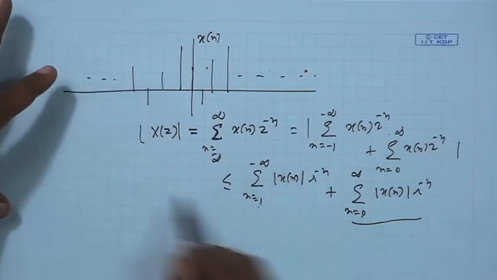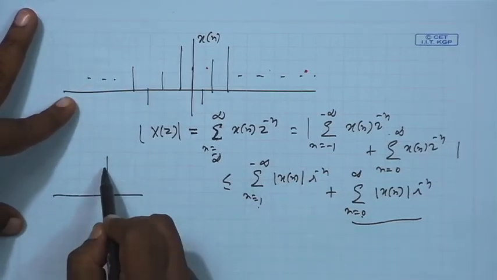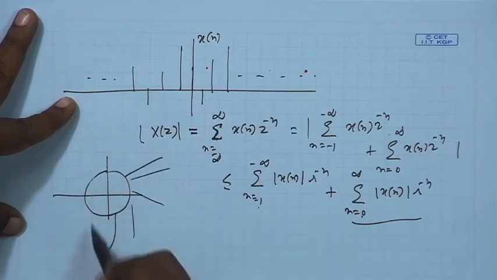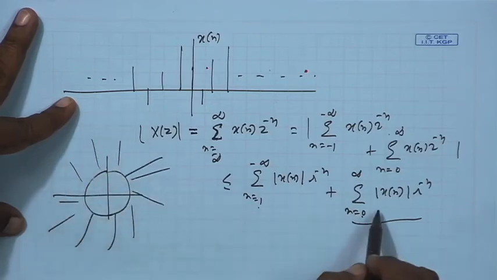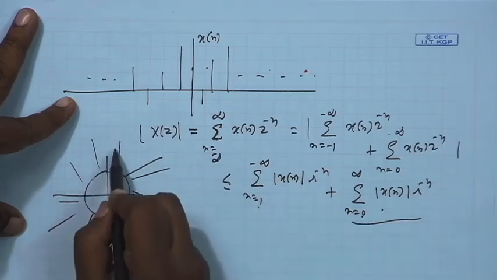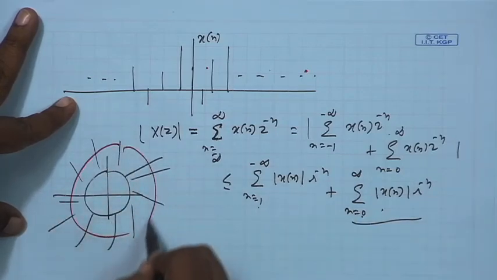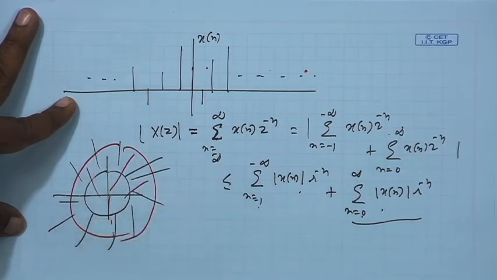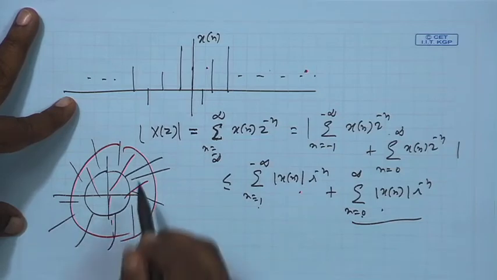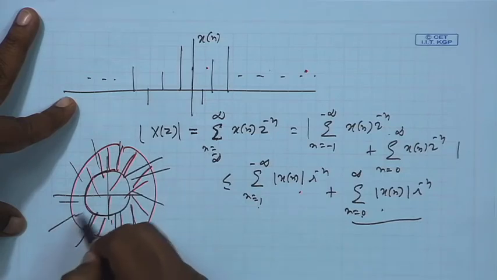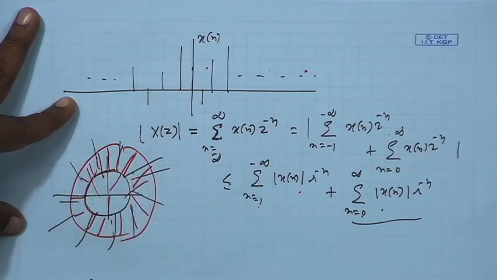Now, suppose the two circles are such that there is an overlapping region, that is, in one case outside this circle, that is from this up to infinity, and in another case inside a circle, that is from this. Okay. Then we have to see the overlap, this part. This will be the ROC, because here both will exist.